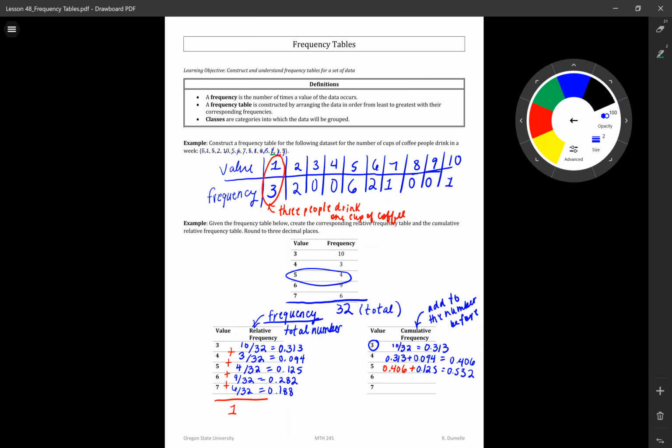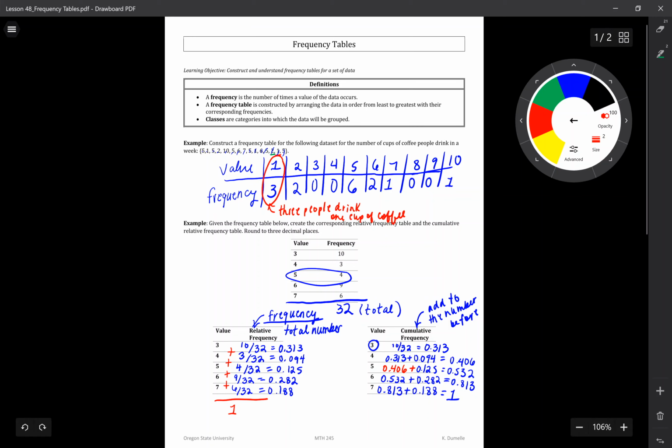For 6, I will take this number that I just got, 0.532. I will add the relative frequency for 6, which was 0.282, and that is equal to 0.813. And finally, for 7, I take this 0.813 and I add our relative frequency for 7, and I get 0.188, and this is equal to 1.